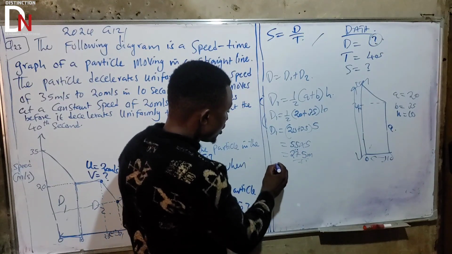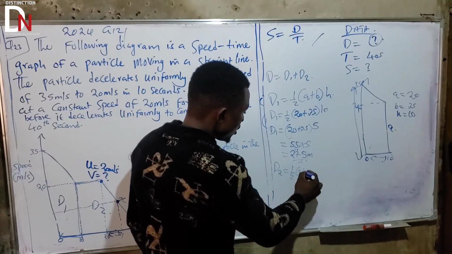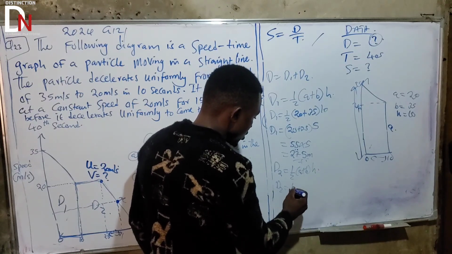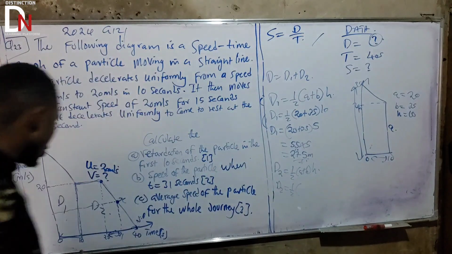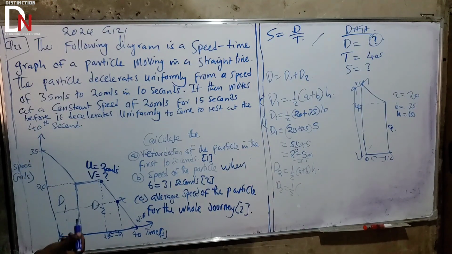I can do the same thing. I want to find D2. I will use the same formula: A plus B multiplied by H. So D2 in this case is half. What is my A? I'll check. So from here up to there, we look for two lines which are parallel to each other. So this line and that line are parallel. So we can get our A and B.